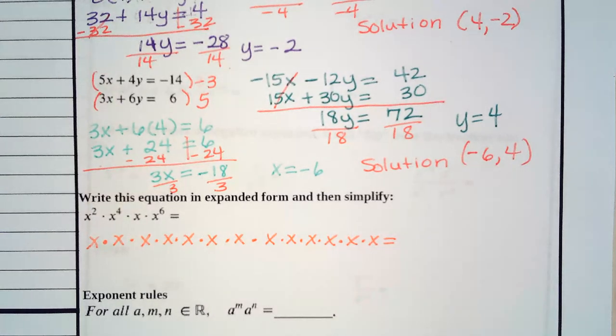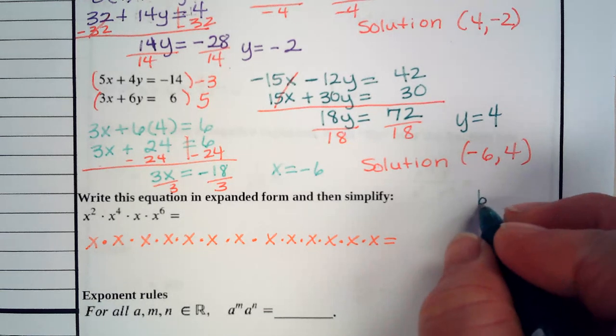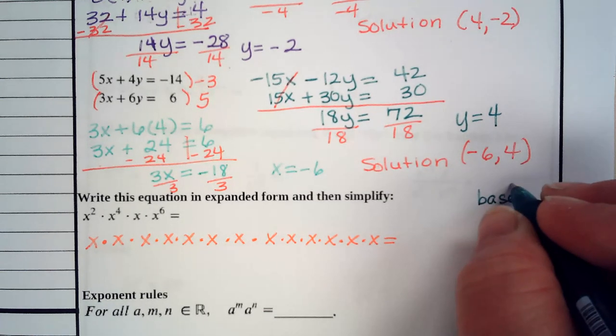That is how many x's you are multiplying together. Remember, your exponent is made up of the base raised to the exponent.